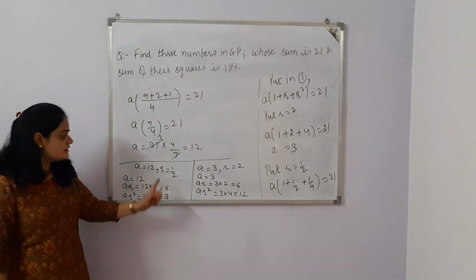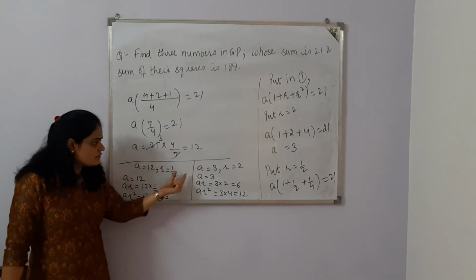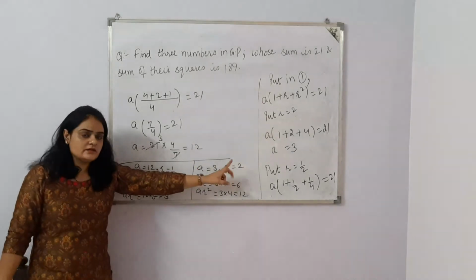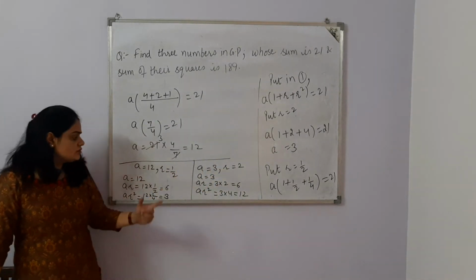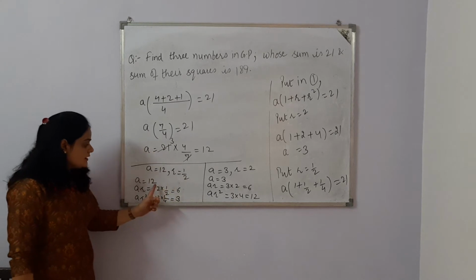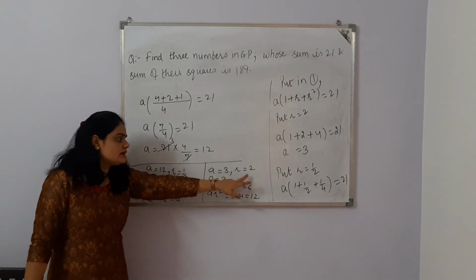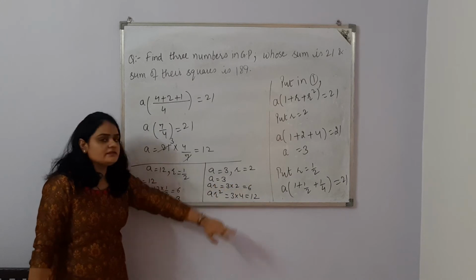Just in reversing order, just because here r is equal to 1 by 2, and here it is the reciprocal of 1 by 2. So we have three numbers where if a is equal to 12 and r is equal to 1 by 2, then the values are 12, 6 and 3. If a is equal to 3 and r is equal to 2, the numbers are 3, 6 and 12.